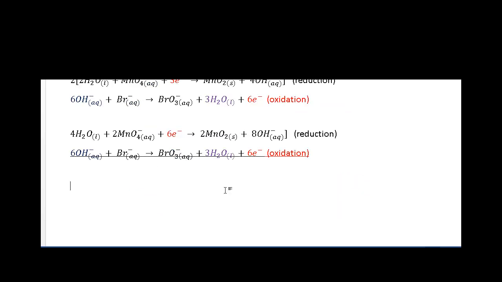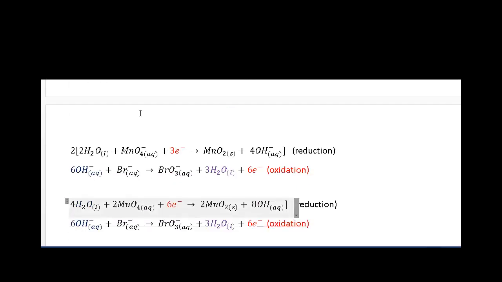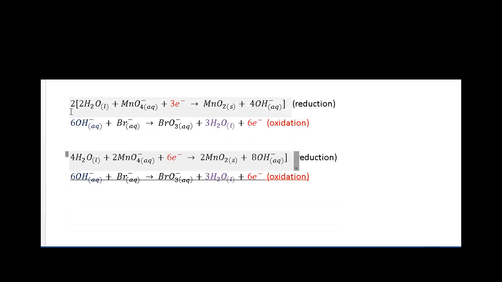All right, so in our last step, we're canceling out the free electrons. Here are both our half reactions. One's reduction, one's oxidation. We're going to multiply the top one by 2 to cancel out the electrons. So 2 times 2H2O is 4H2O, plus 2MnO4 minus, plus 6 electrons goes to 2MnO2 plus 8 OH minus. We're going to leave the second half reaction alone.